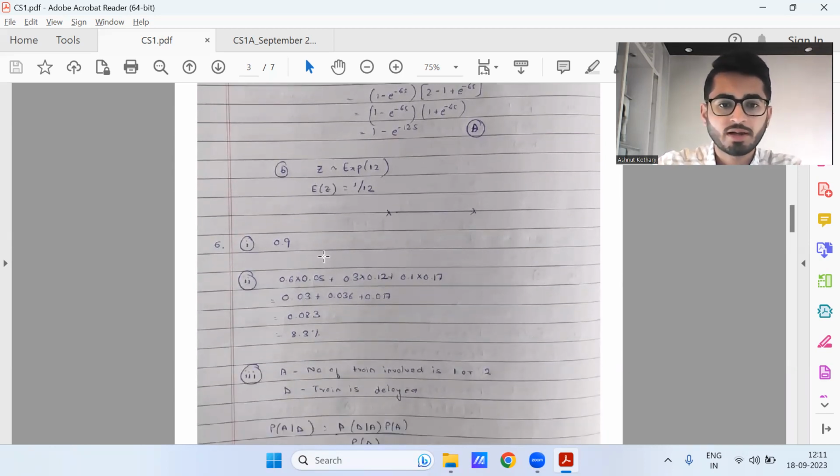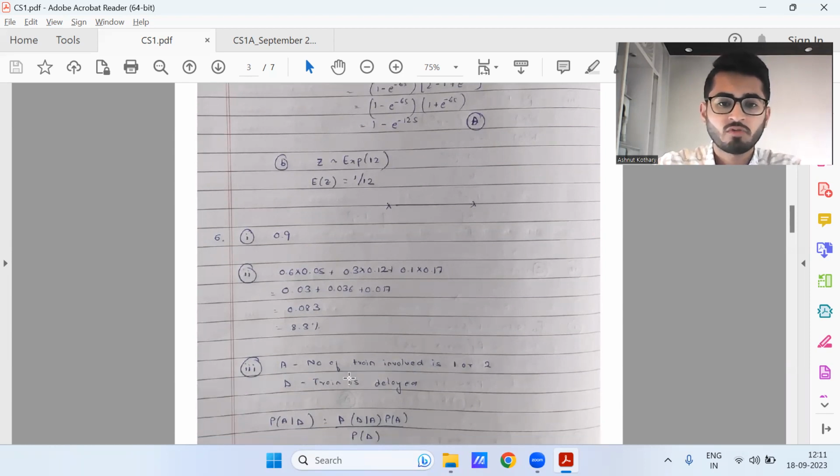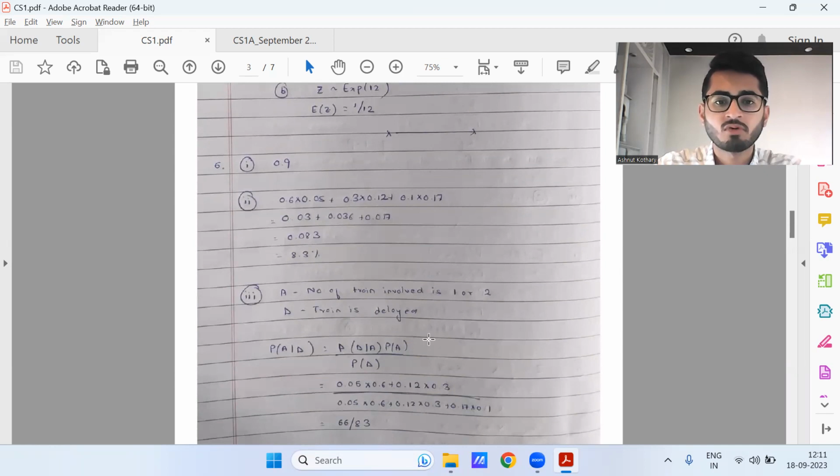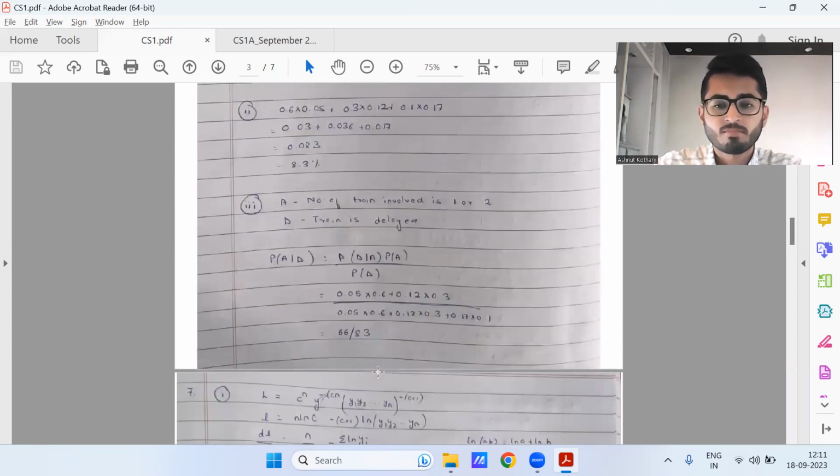So part 1 is 0.9, part 2 showing it to be 8.3%. In part 3, what we're basically looking for is the probability that the number of trains involved is less than 3, which is either 1 or 2, given that a train has been delayed. So we need to find probability A given D. I'm inverting it, so this can be written as probability D given A into probability A divided by probability of D, and you're getting 66 by 83.